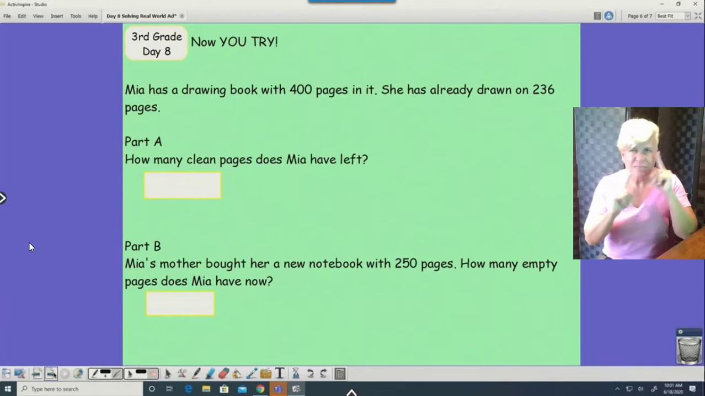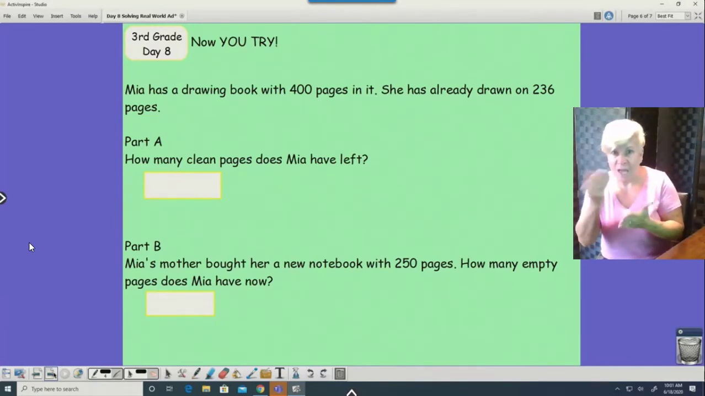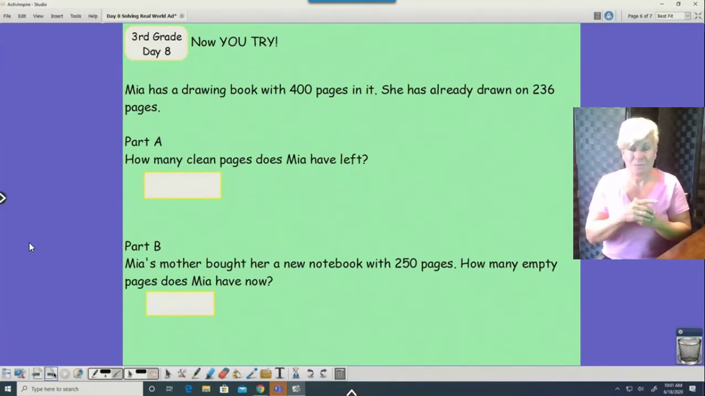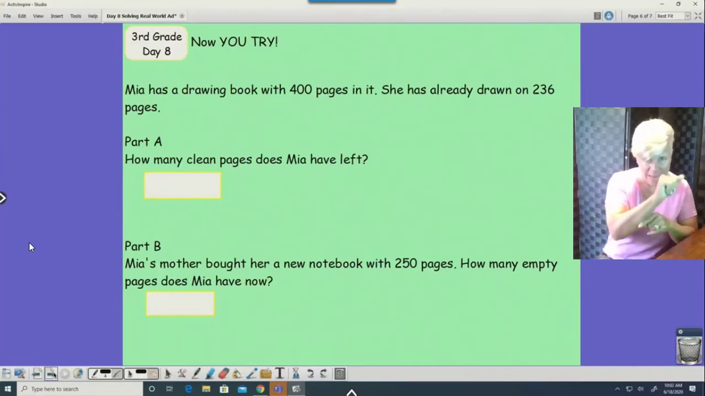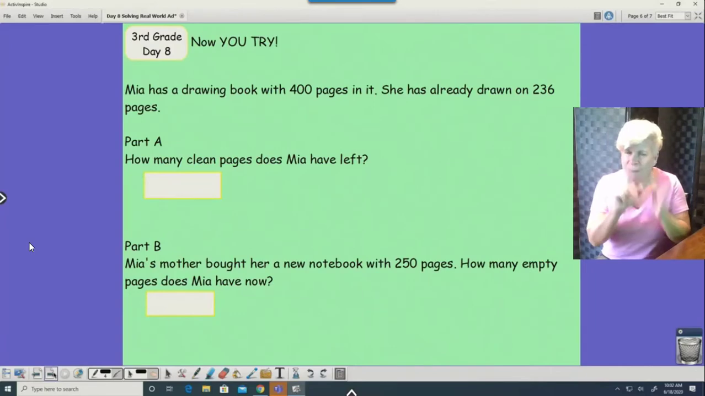So think about that. And then down here at the bottom it says, Mia's mom is going to buy her a new notebook with 250 pages. How many empty pages does she have now? So I'm going to have to use my answer for this part to help me with this part. So take just a minute and let's see how you do with this.